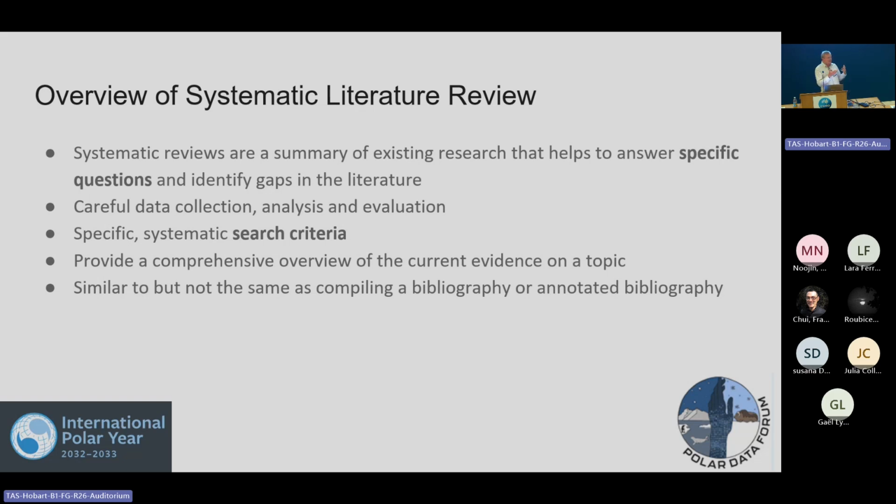With the same sentiment of much of what we do, reproducible science, the idea is that you should be able to hand off your methodology and somebody else should more or less be able to perform the same review and get similar or the same results. So again, it's meant to be as objective as it can be. Because of that, it's not really the same as just compiling a bibliography or an annotated bibliography. It's more about trying to answer those specific questions in a very specific way.